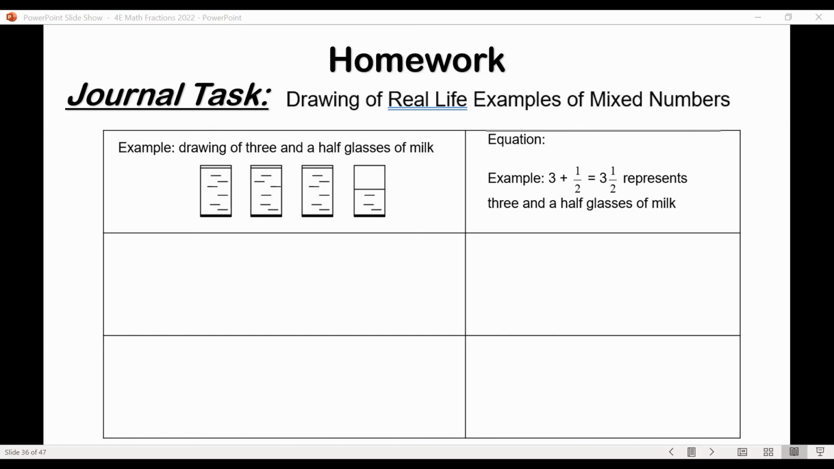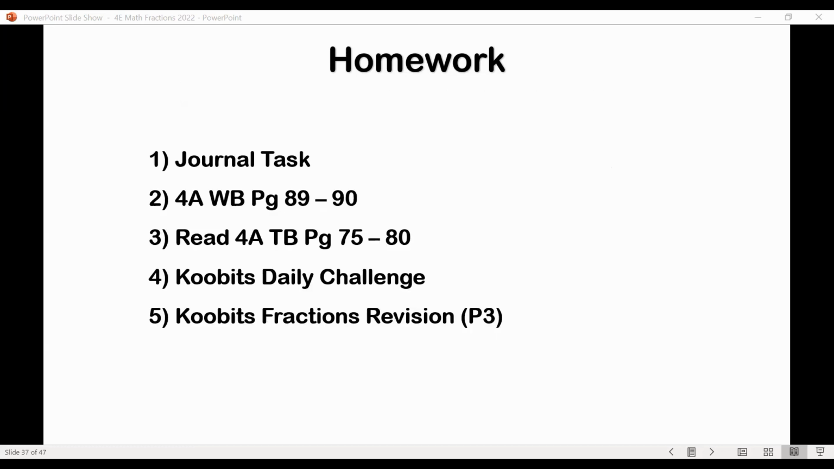I show you a few. I gave you a polo bun. There's a pizza. There's a chocolate. I'm sure you can come up with your own ideas, right? So give me 2 ideas of how you would find mixed numbers in your life. On top of that, I would like you to go back and read your textbook. Never mind about the workbook. We'll look at it on Monday. The textbook, page 75 to 80.